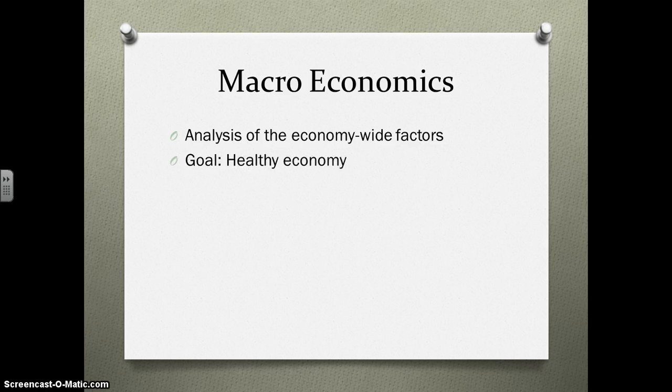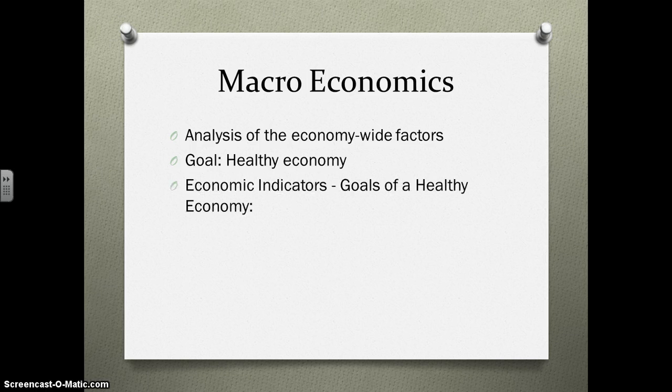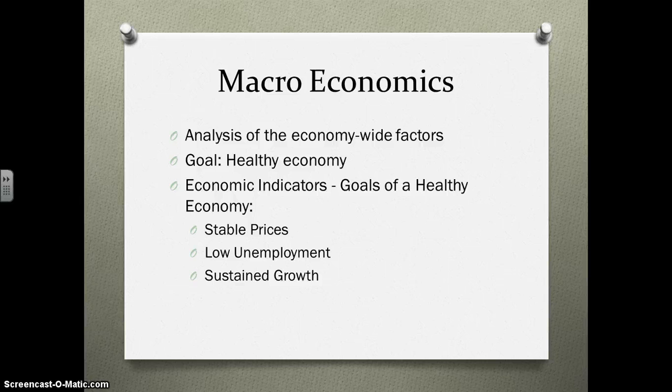The goal, of course, of macroeconomics is to have a healthy economy. How do we know we have a healthy economy? Well, we have to look at some specific numbers, just like those numbers that you look at to indicate whether or not you and your body are healthy. Economic indicators are goals of a healthy economy. Those economic indicators which indicate whether or not an economy is healthy are as follows: stable prices, low unemployment, and sustained growth. The subsequent videos will get much more in depth into each of these macroeconomic indicators for a healthy economy. We'll just go over a brief introduction to each of these economic goals.